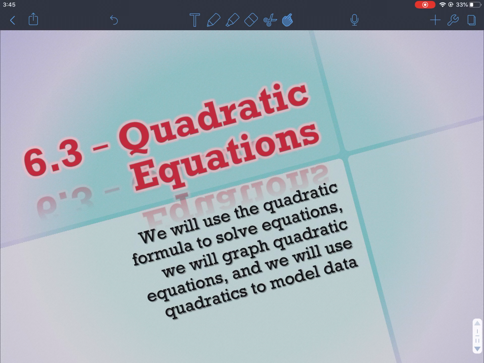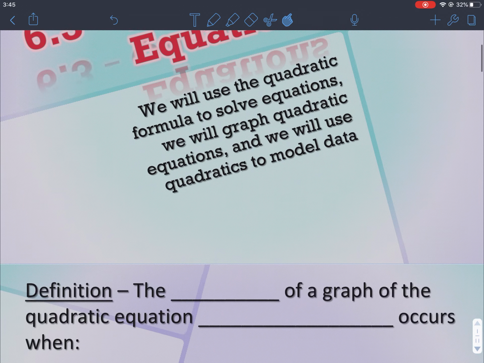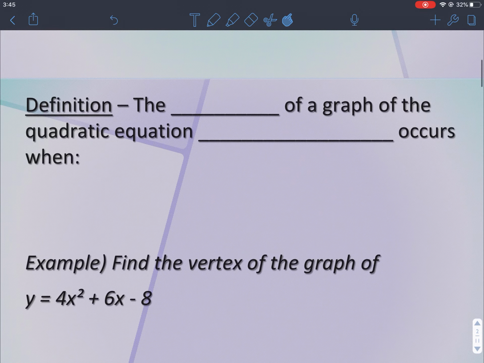This is college algebra, section 6.3. We are talking about quadratic equations. We want to be able to use the quadratic formula as well as factor to solve quadratics and also graph them in order to model data.